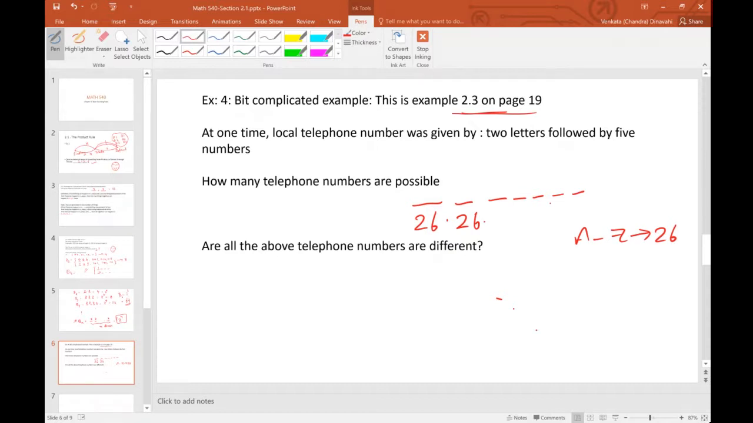Similarly, the same thing, 26 different choices. Now these have to be digits. So how many different digits are there? The most common mistake I have seen people making is putting 9. The answer is that there are a total of 10 digits, 0 to 9.